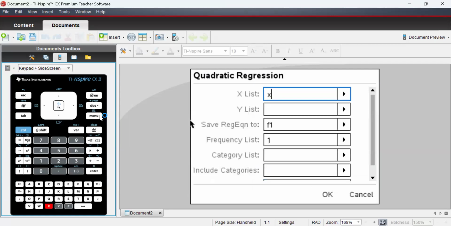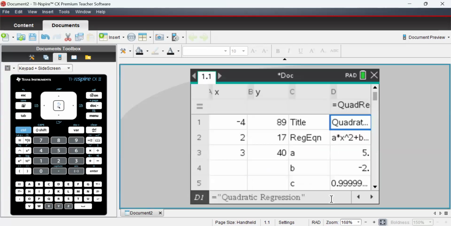X list we named X. Then you can tab down. Y list we named Y. And nothing else is going to change. And you're going to go down to OK. So you can use the square on your calculator as a mouse pad, or you can tab down and click OK.